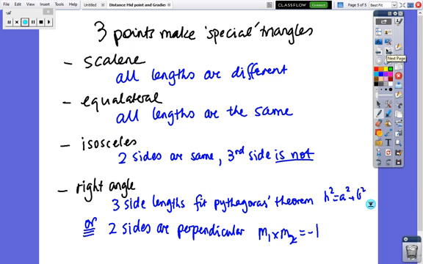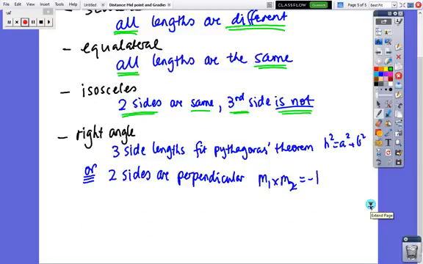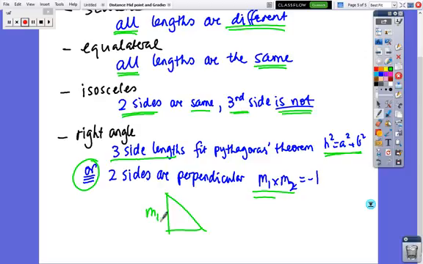So with triangles, similar thing. If you want a scalene triangle, all the lengths are different. If you want an equilateral triangle, all the lengths are the same. If you want isosceles, you need two the same, but the third has to be different. And with a right angle triangle, it's a little bit harder. The three side lengths have to fit Pythagoras, or, you can do the or, two sides, the gradients are perpendicular. So if you can prove that M1, M2 are perpendicular, then you have a right angle triangle. And the 3 points are going to meet, so they have to form a triangle.